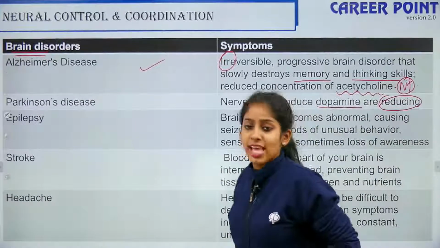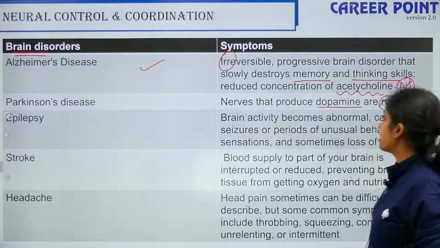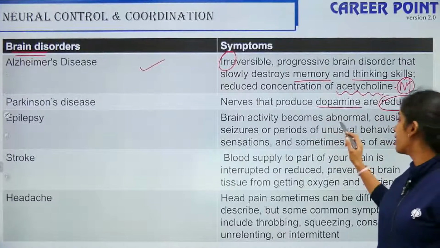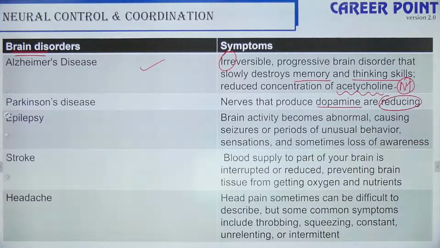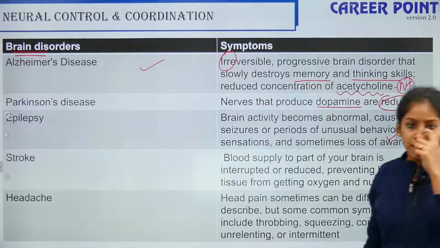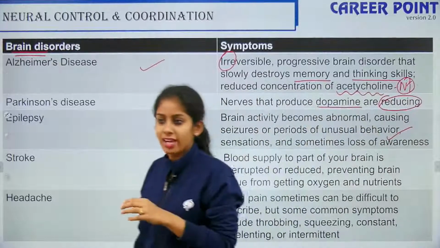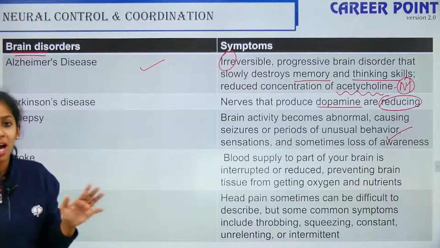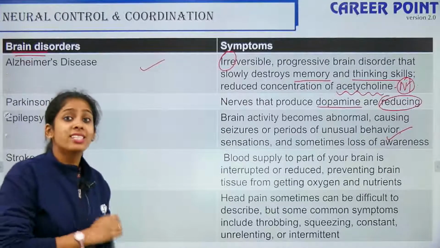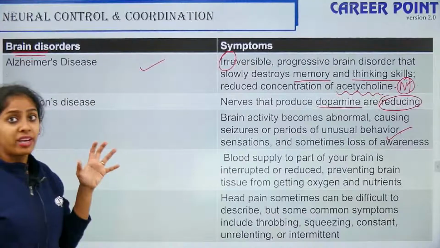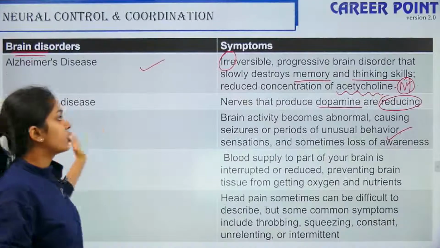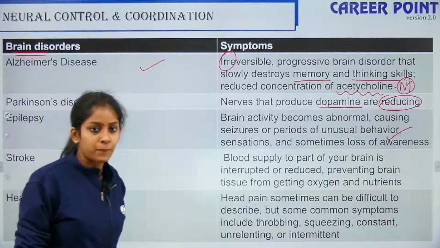The next one is epilepsy. In epilepsy, the brain activity becomes abnormal, causing seizures and periods of unusual behavior, sensation, and sometimes loss of awareness. You will be zoned out. You might just cross a road even if a truck is coming. You are lost, zoned out in some kind of thinking. When you get very sudden shocks, like sudden news, that can lead to epilepsy.